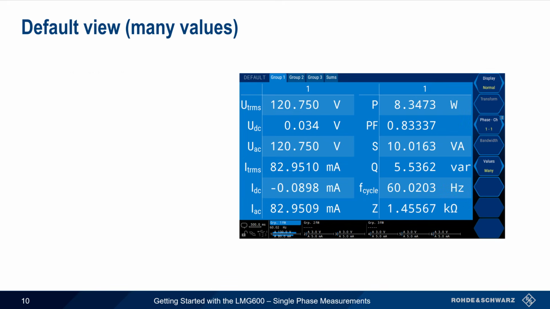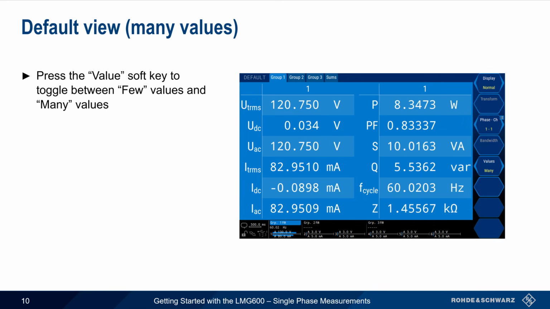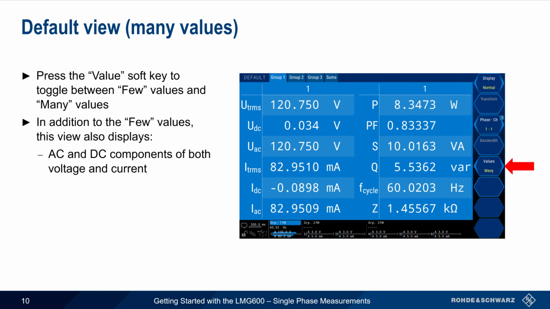The default view can be toggled between few and many values by pressing the Values soft key. In addition to values from the default few view, the default many view also displays the AC and DC components of voltage and current, the AC frequency, and the measured impedance.